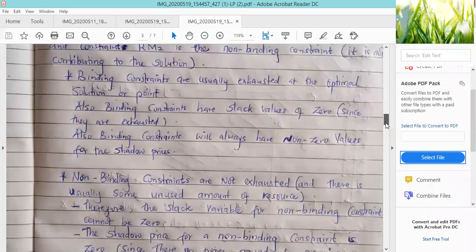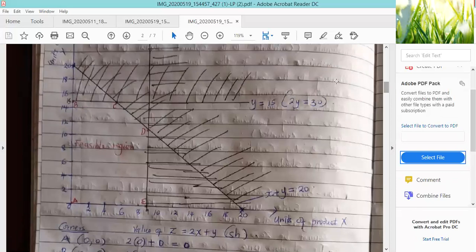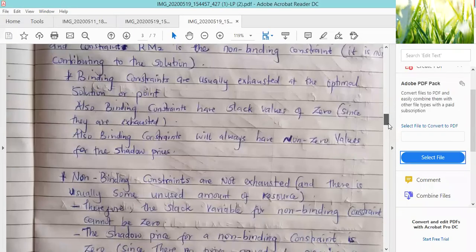Any equation or any inequality that doesn't contribute to the point, like in our case here, we had the equation y is equal to 15, which was coming from the material constraint M2, 2y less than or equal to 30, you realize that that particular constraint is not existent. We call it a non-binding constraint.